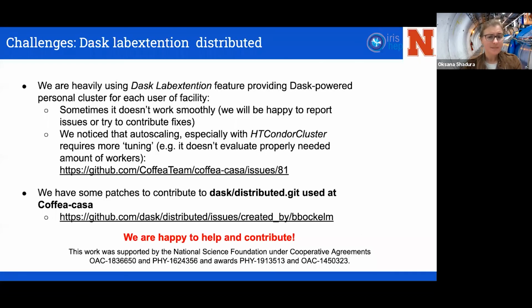As I already said, we noticed some glitches sometimes with the Dask Labextension, and we will be happy to report issues or try to contribute fixes as much as we can. We also noticed that autoscaling in dask-jobqueue requires a bit of tuning. It doesn't properly evaluate the needed number of workers. So we will definitely investigate it and try to bring our experience back to you.